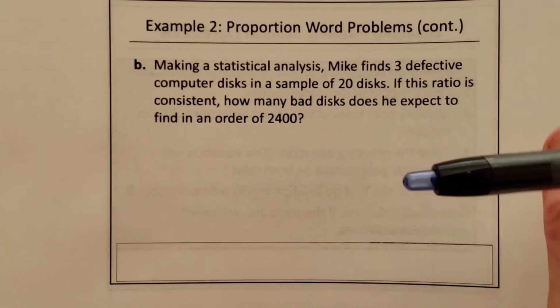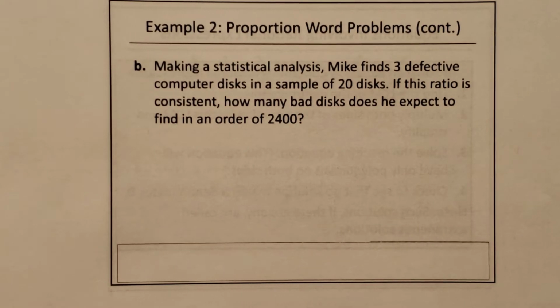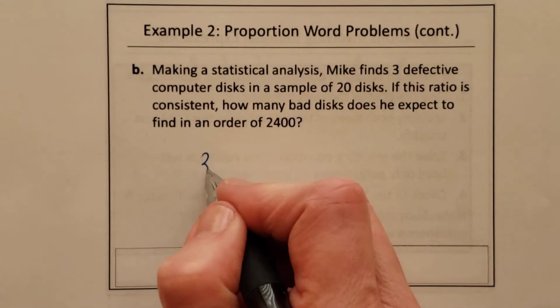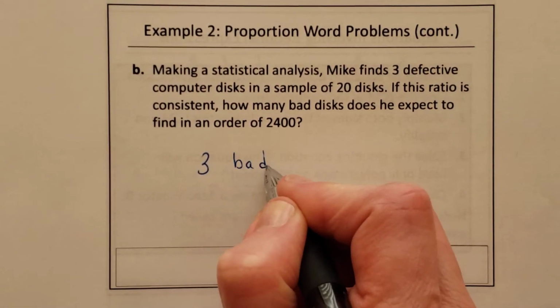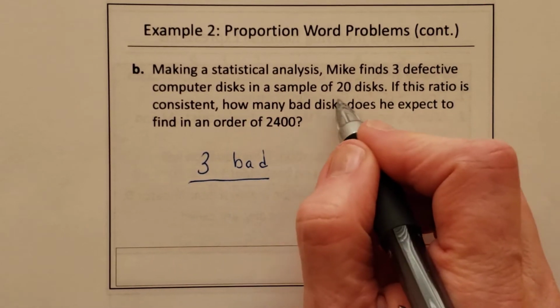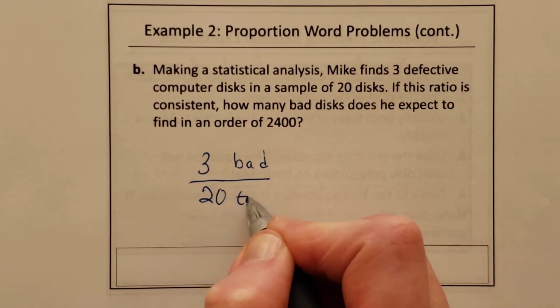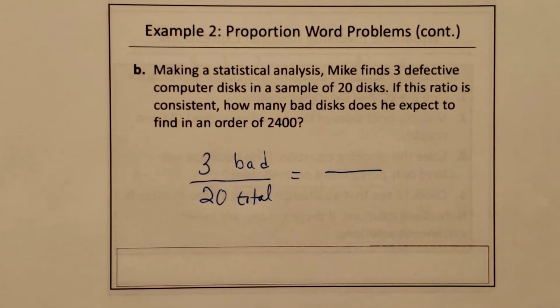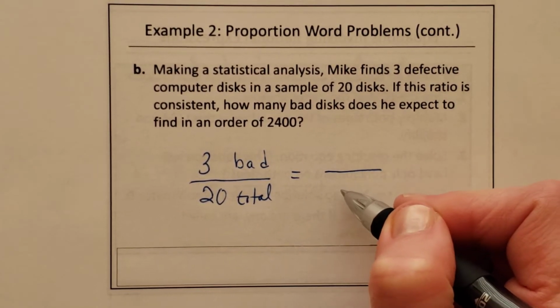All right, let's look at letter B. In a statistical analysis, Mike finds 3 defective computer disks in a sample of 20 disks. If the ratio is consistent, how many bad disks does he expect to find in an order of 2,400? So we have defective disks over a total. So that's what we're going to think of. So 3 defective, or I'm going to say 3 bad disks in a group of 20 total. So my second ratio has to be defective over total.